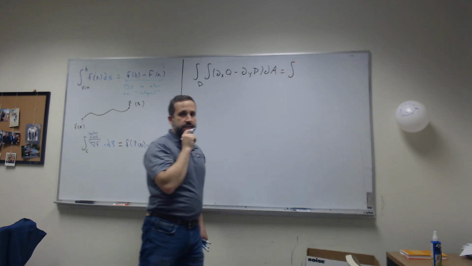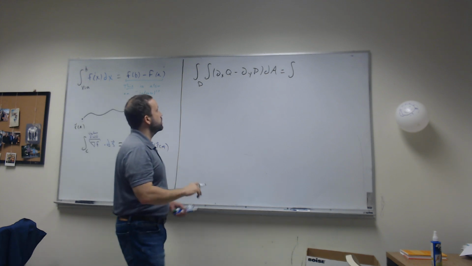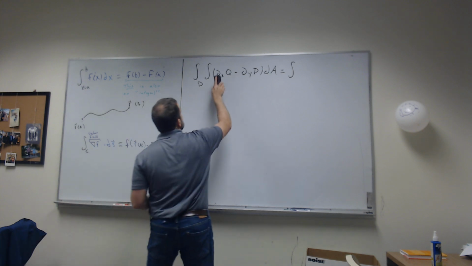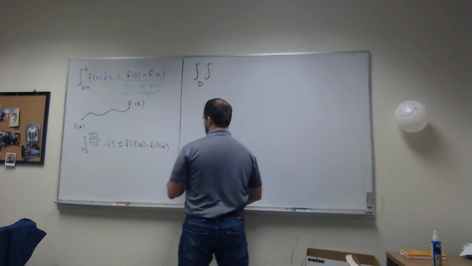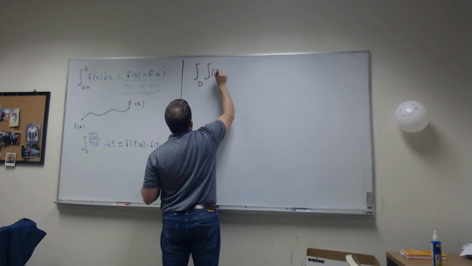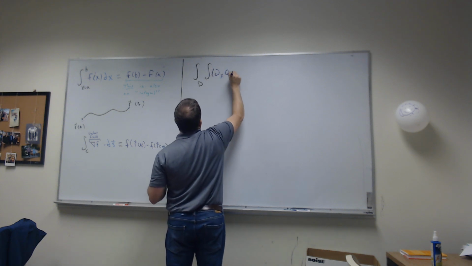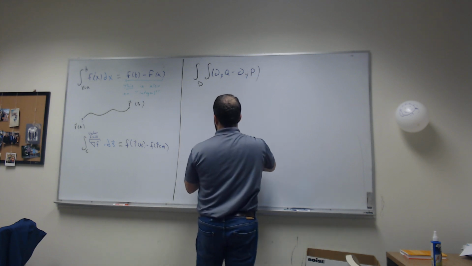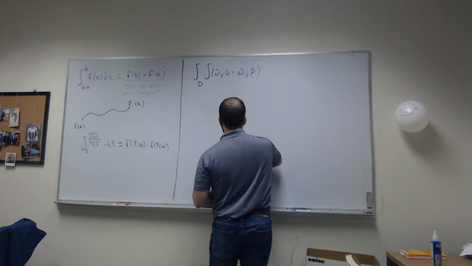I can think about this in two different ways. I'm going to think about it in the following way, though. Actually, let me change the colors here so I can keep my color scheme consistent. So you're going to have the x derivative of q minus the y derivative of p, dA.